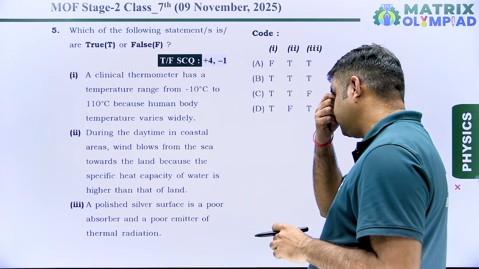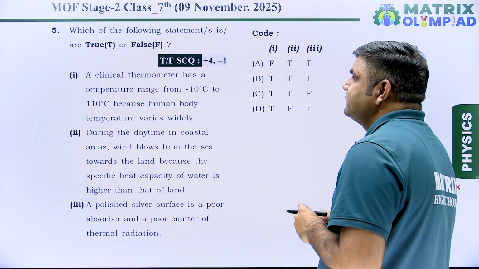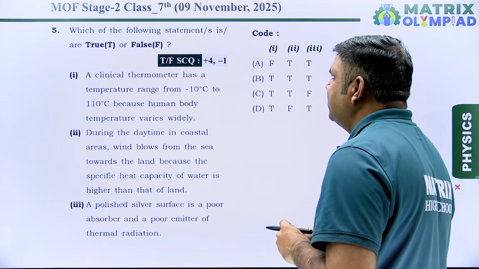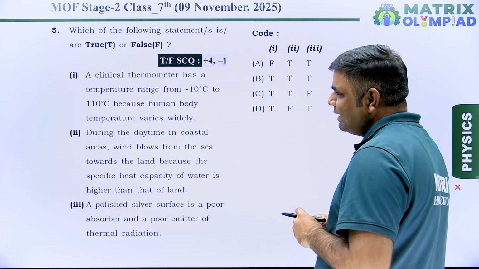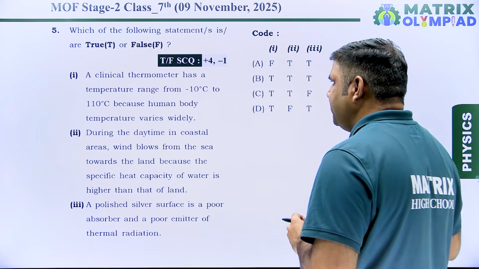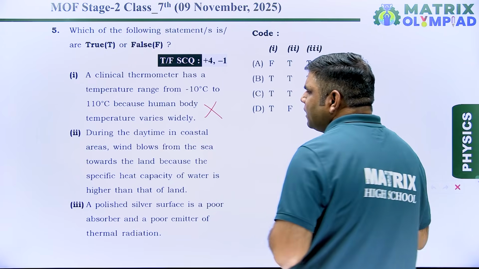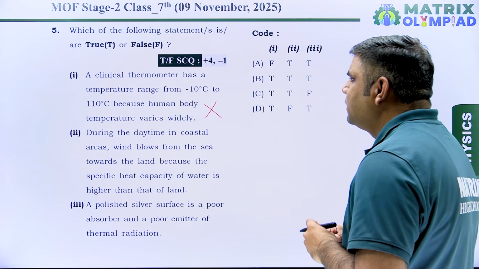We have 3 statements. In the first statement, a clinical thermometer has a temperature range from -10 degrees Celsius to 110 degrees Celsius because of the human body. No, that is absolutely wrong.